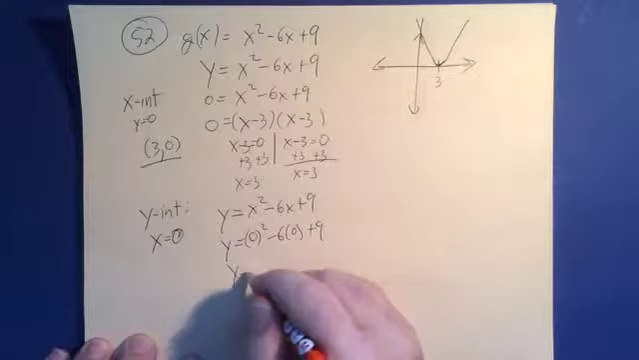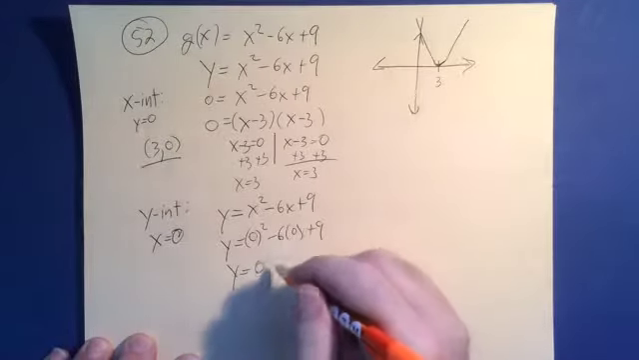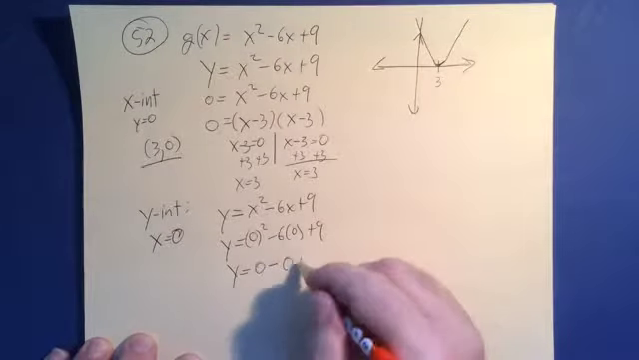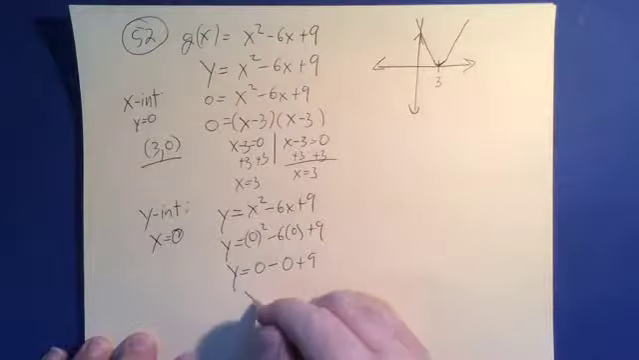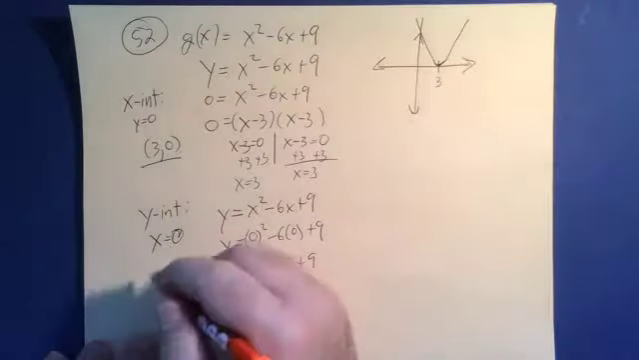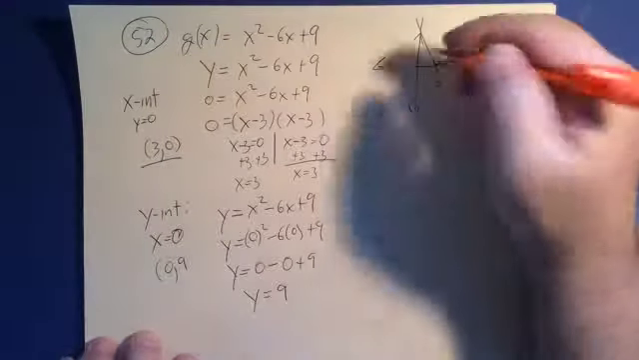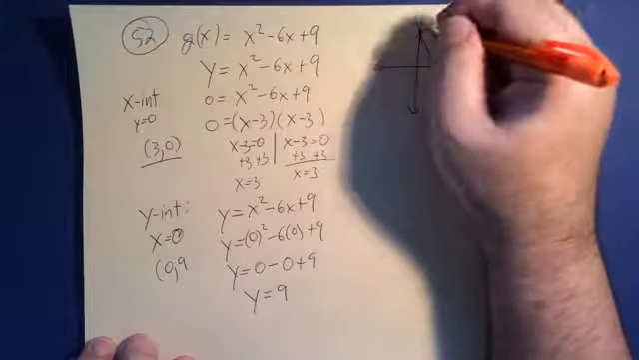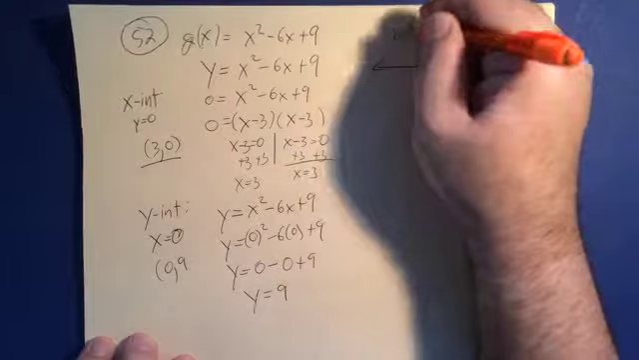So here we're going to have y is equal to 0 plus or minus 6 times 0, which is 0. 0 minus 0 plus 9, y will equal 9. So if y is equal to 9, the point for this is (0, 9). So here's going to be the point on the y-axis of (0, 9).